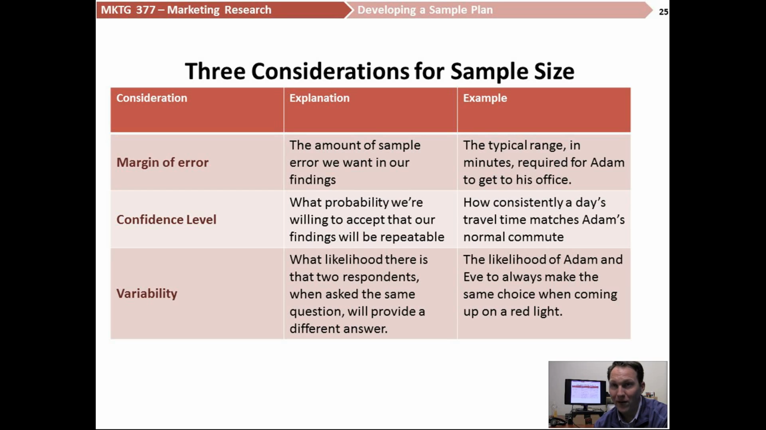Don't worry too much about variability. Let me explain this example, and I think it'll help you to understand the concept. So let's say that there's a guy who's a lot like me. His name is Adam, and Adam, like me, commutes to work every day. Now my commute takes about 45 minutes, so does Adam's. So Adam and I have a lot in common.